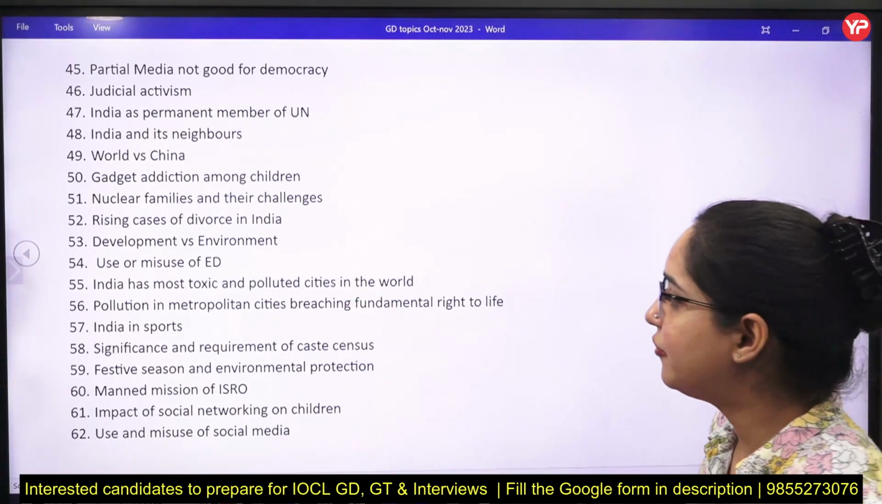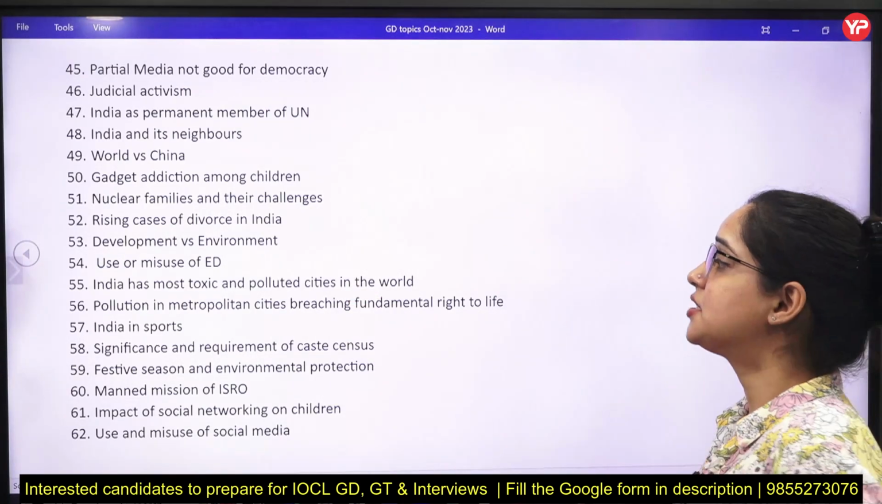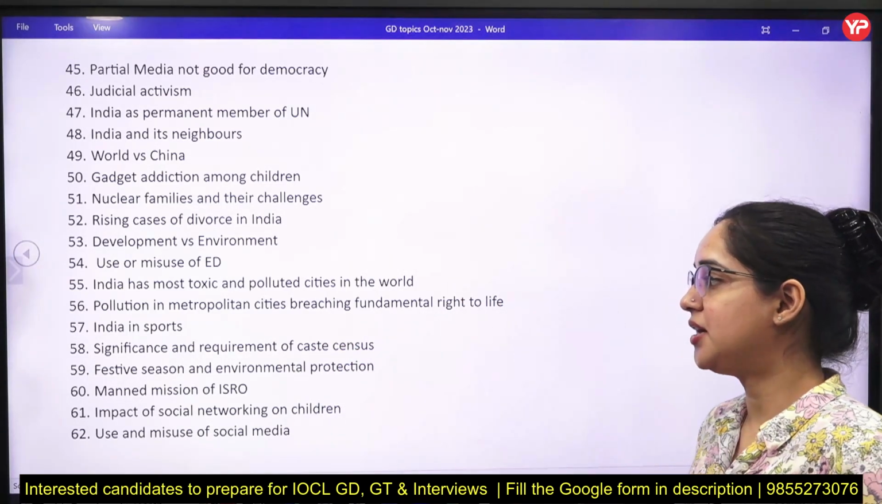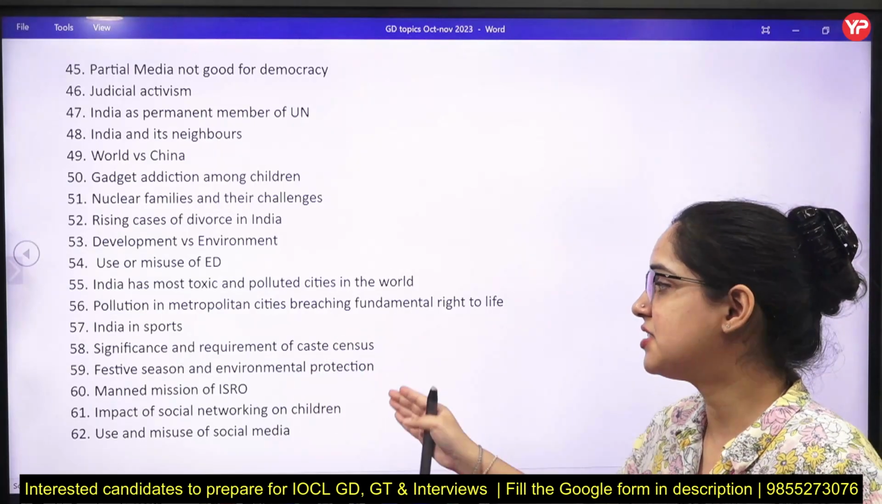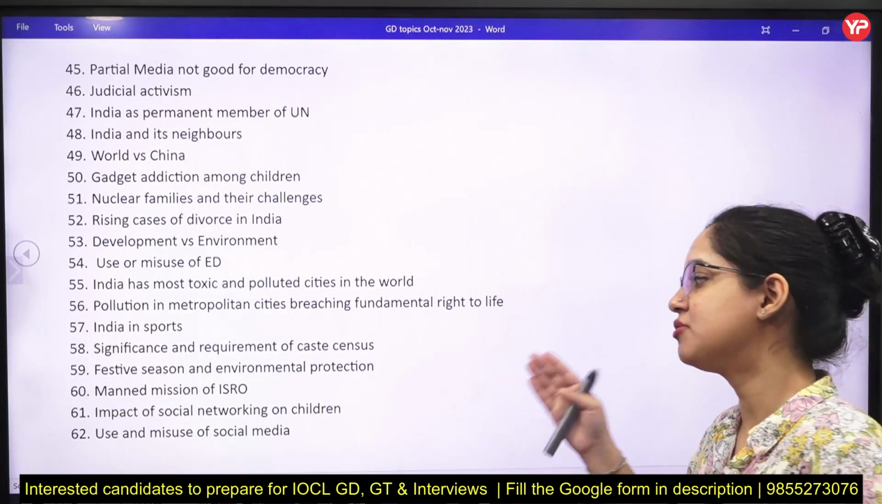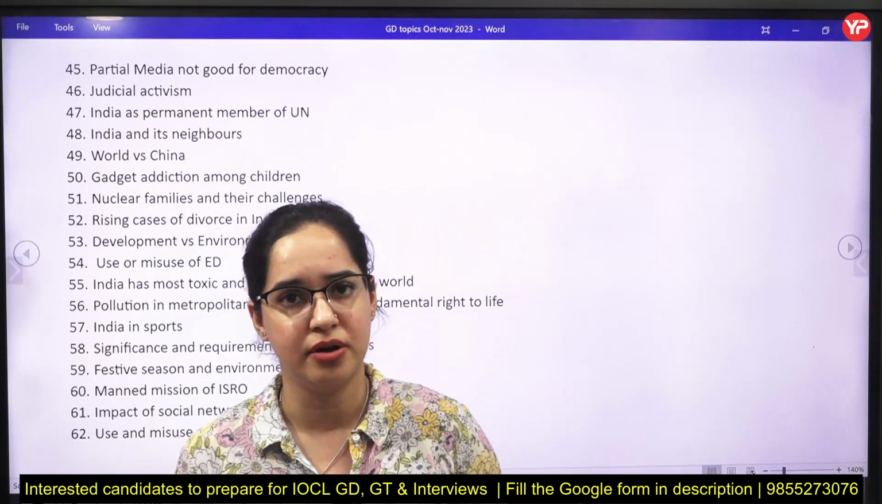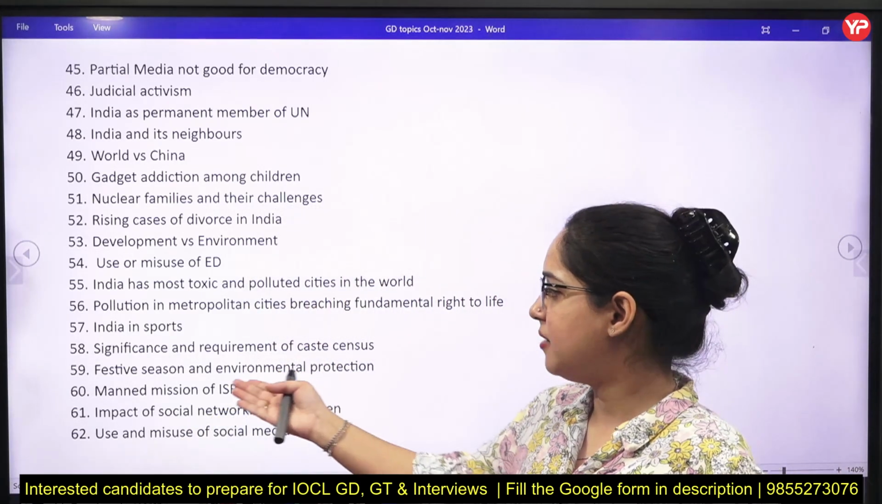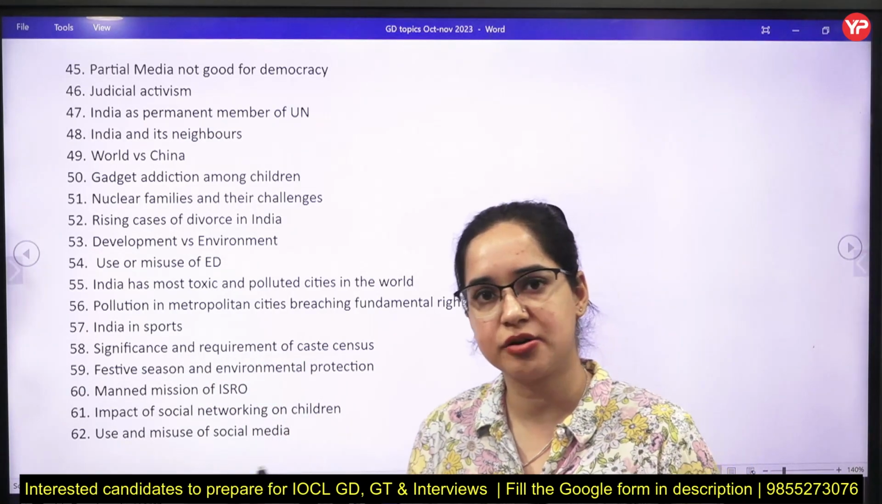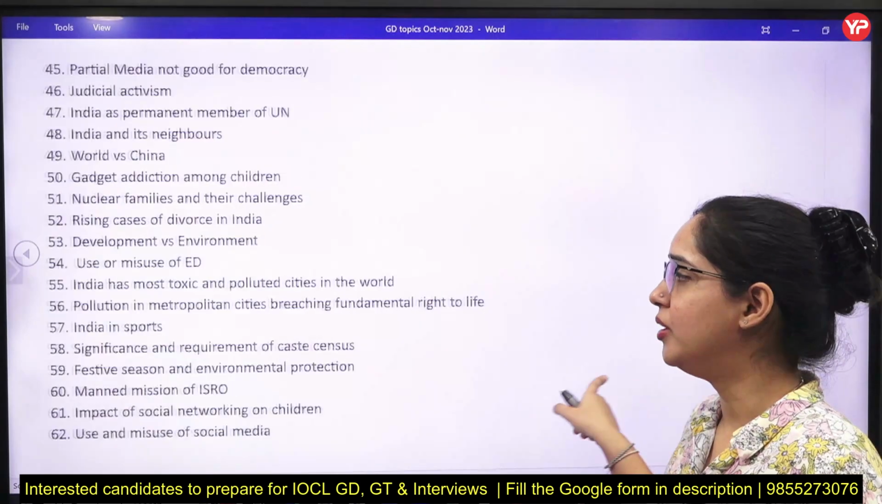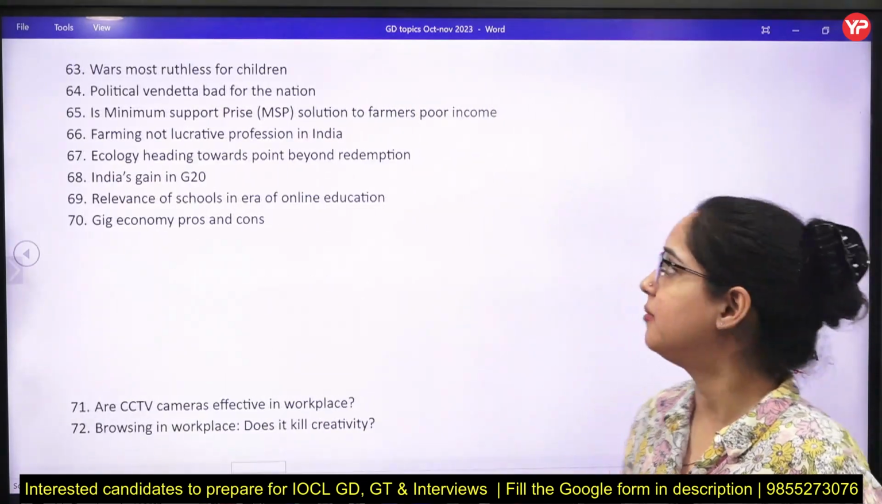Use or misuse of ED. Then India has the most toxic and polluted cities in the world, significance and requirement of caste census, festive season and environment protection, use and misuse of social media. As you all are aware that Diwali is just around the corner, and your interview dates are also quite near to the festive season only. So this is a big one, how festive season and environment protection can come up.